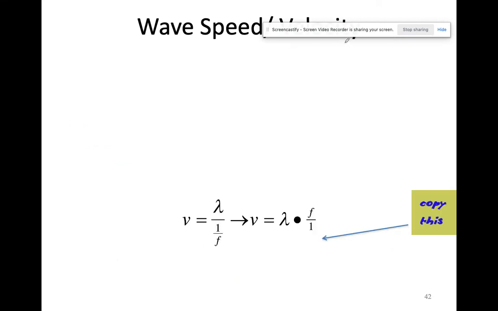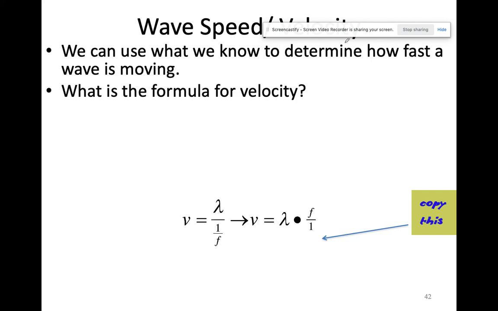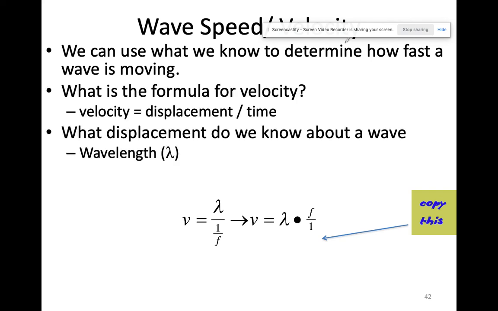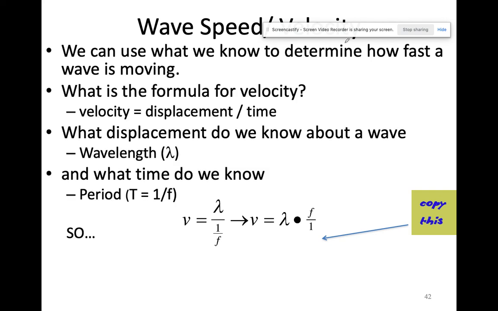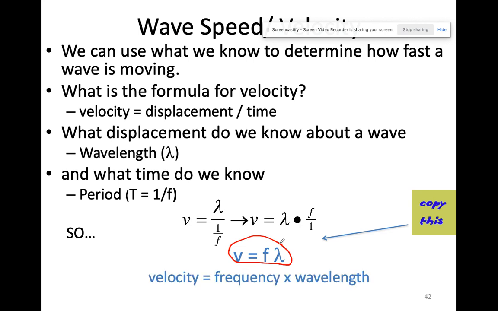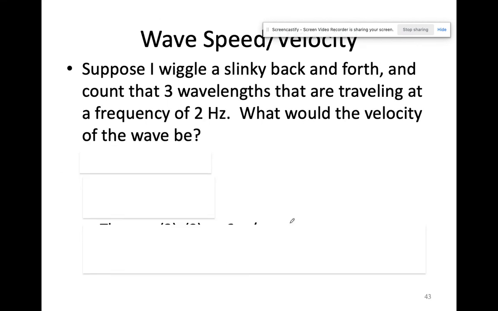The wave speed equation. Again, we'll talk about this in class, but the idea is we need to understand that the equation for the speed or velocity of a wave is the frequency times the wavelength. And that's called the wave equation. So that's something we may just need to know. We're going to do a lab about this.